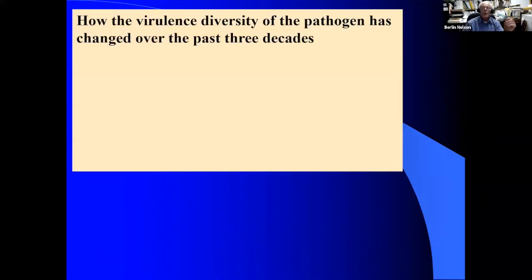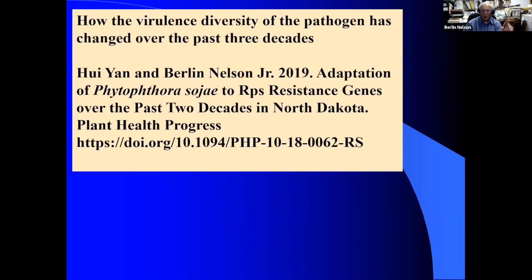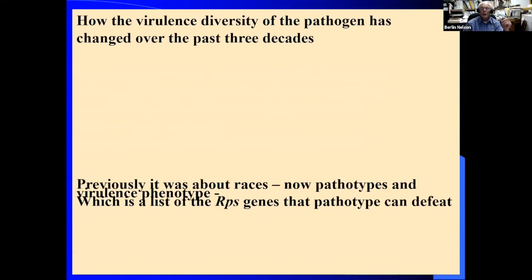Okay. So let's talk about the virulence diversity of the pathogen and how it has changed over the past 3 decades. I want to give credit to Dr. Wei Yan. He helped me with part of this study, and we published a paper as an overview of what happened over these past several decades. It has some of the same data that I'll show you here. So how has this changed?